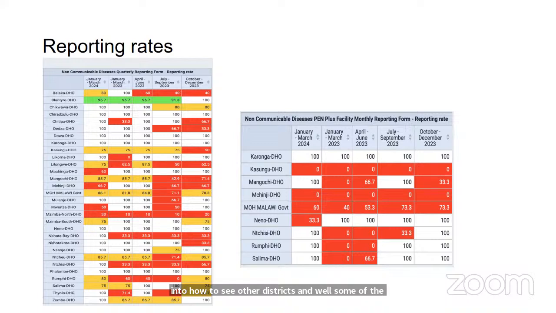On my right-hand side is the 10 plus. For the 10 plus, we have to exclude Mzimba, Kasungu and Chitipa, which are yet to roll out. But the rest of the districts, Karonga, Mangochi, Neno, Chiradzulu, Lumphi and Salima, these are the districts where we have now established 10 plus.